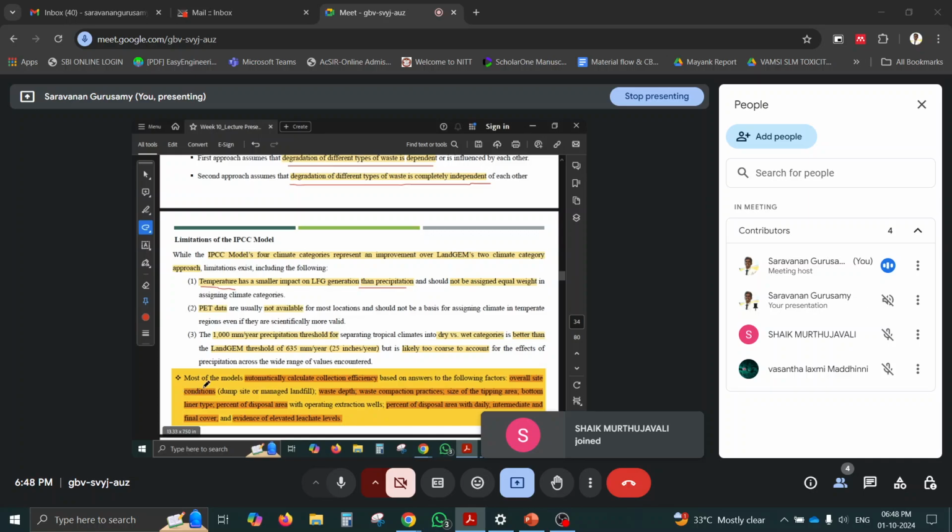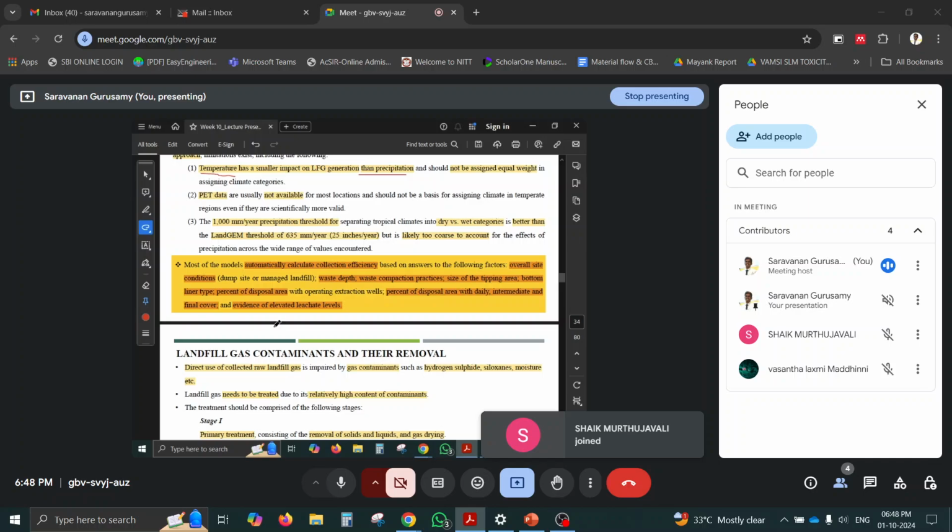Okay. Most models automatically calculate collection efficiency, how much landfill gas is collected, and then the overall site condition, waste depth, waste compaction, particle size, size of tipping area, bottom liner. Everything affects. These are the factors that affect the generation of the landfill gas as well as the transport mechanism of the landfill gas.